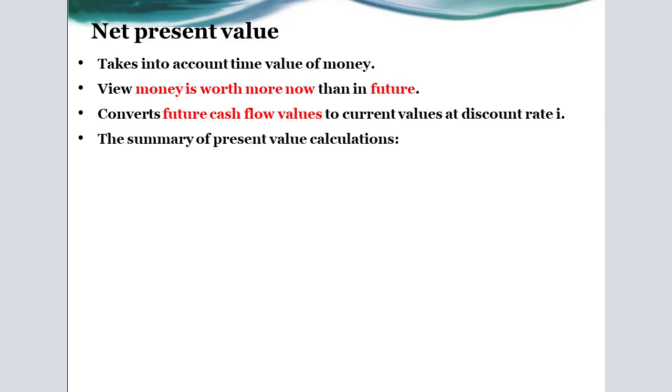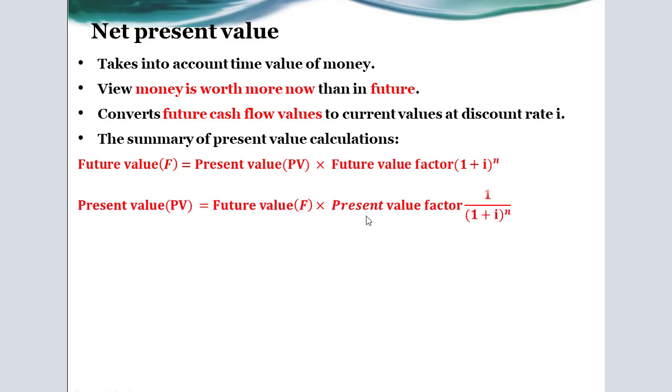Okay, so the summary of present value calculation can be in the form that future value F equals the present value multiplied by the future value factor. Okay, and the present value equals the future value multiplied by the present value factor, as we see in this equation.